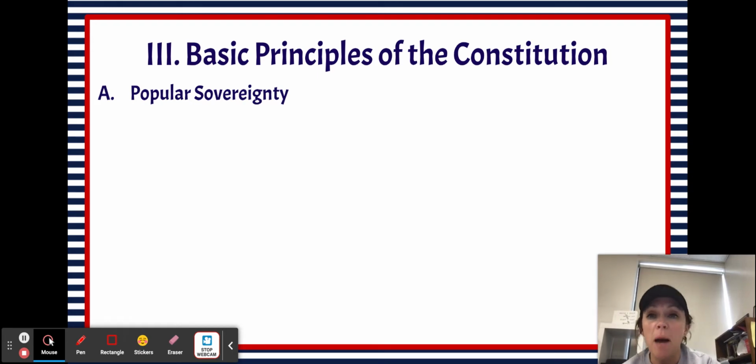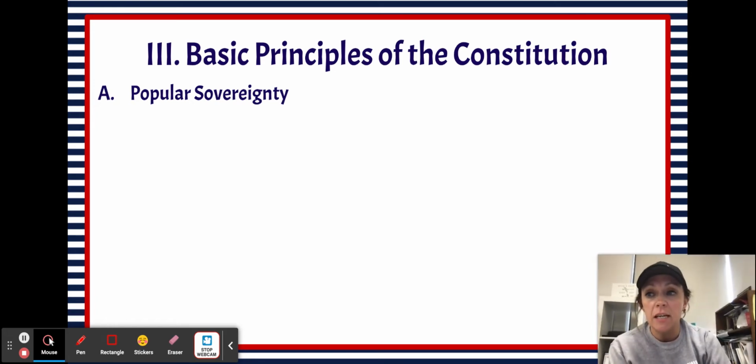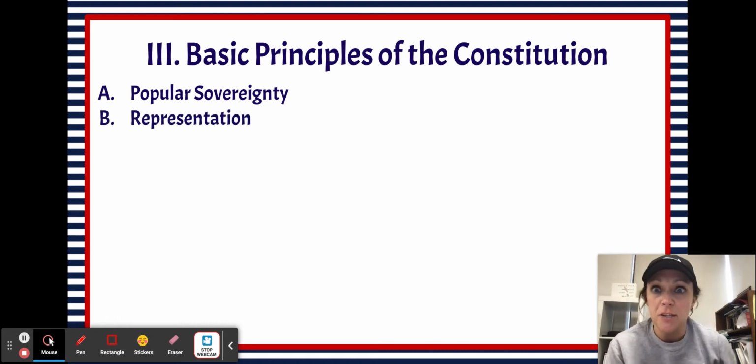All right, so the first one is popular sovereignty. And we've talked about this term before. Popular sovereignty means that the people have the power, the people have the government power. Somebody like John Locke, who believed that government power flows from the people, would have embraced this idea of popular sovereignty. I want you to think about on your chart in your notes how popular sovereignty is practiced. Like, what do we do to demonstrate popular sovereignty?